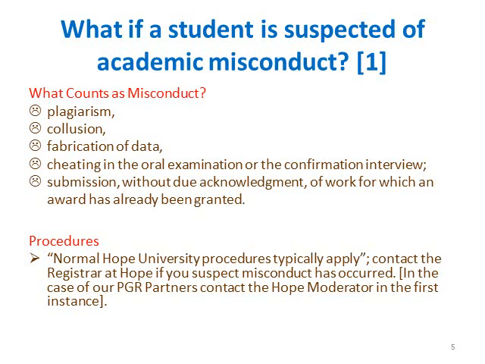In these slides, we're moving on to look at issues of academic misconduct. And there's two slides. The first one talks about what counts as misconduct. And there's 5 possibilities. One is plagiarism. Secondly, collusion. Thirdly, fabrication of data. Fourthly, cheating in the oral examination or in the confirmation interview.